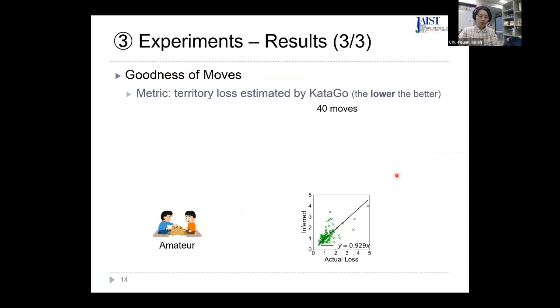And here is the result. Similar to result 1, but this time we plot the loss instead of the likelihood. So the same, the x-axis shows the actual move sequence and the y-axis shows the inferred sequence.